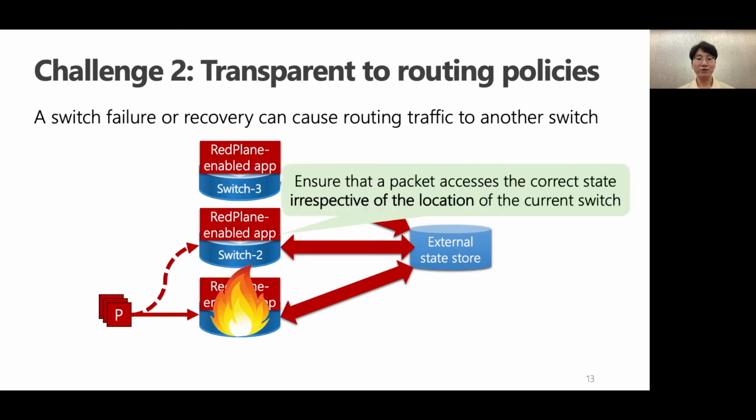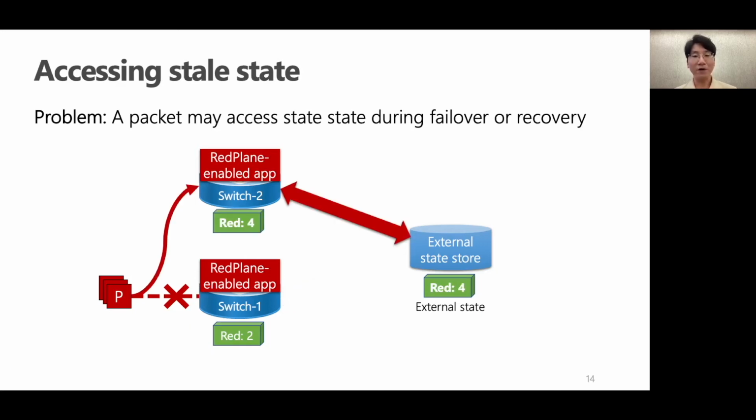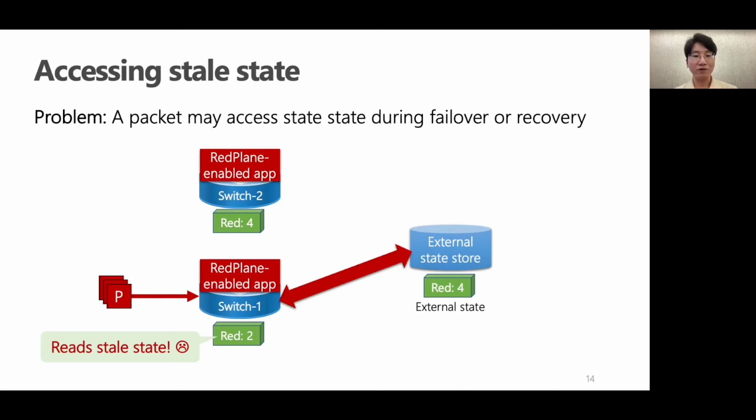In such a case, what we need to ensure is that the packet must be able to access the correct state, irrespective of the location of the current switch. Otherwise, we can face a potential problem where a packet may access a stale state. In this example with two switches, suppose that switch 1 fails due to a link failure, so its state is still alive. In the meantime, packets in the flow are processed and state is replicated by switch 2. Now, switch 1 gets recovered and subsequent packets are routed to switch 1. Since switch 1 has the state for the flow, the packets can just read the stale state, which is incorrect. Here, the root cause is that during a transient period, multiple switches can process packets and access state for the same flow.